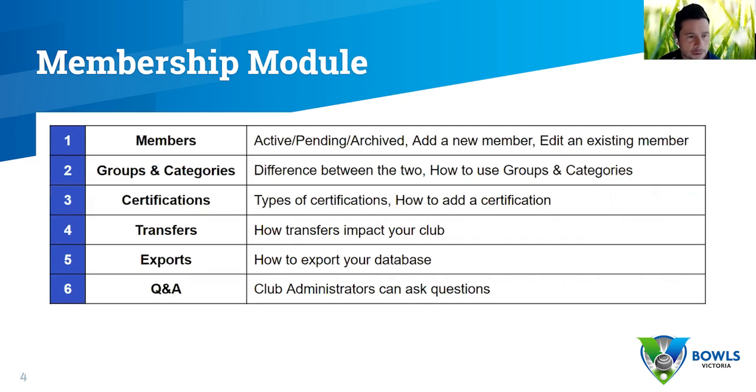We then touched on groups and categories, and the big one there is the difference between the two. So groups, really that comes back to your email campaigns, and categories is what group you're going to put that particular member in and whether that person has playing rights or not. So with groups, you've got to decide whether that's going to be an email campaign.